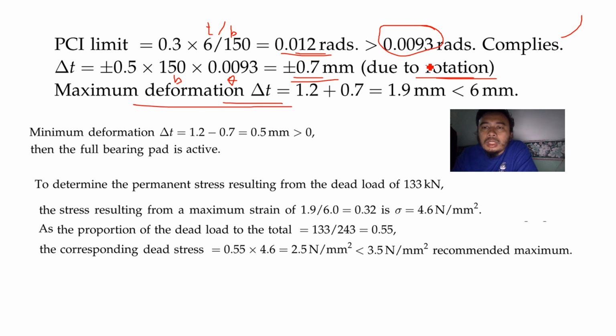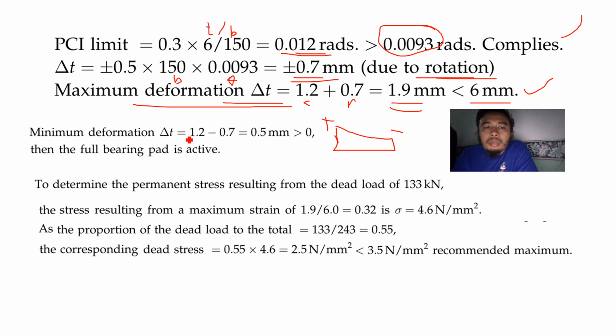So deformation due to rotation, and then the deformation due to compression. 1.2 compression, 0.7 is due to rotation. The total up, you get 1.9 mm, which is less than the thickness of the bearing pad. So it's okay. So minimum deformation delta T is 1.2 minus 0.7. This is as we talked about earlier. So you get your positive and negative maximum and then minimum deformation.